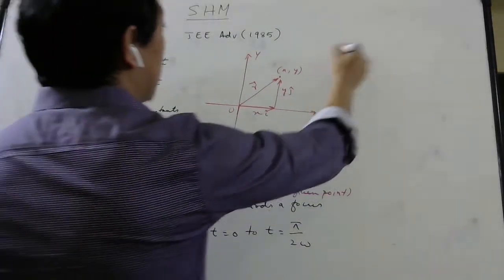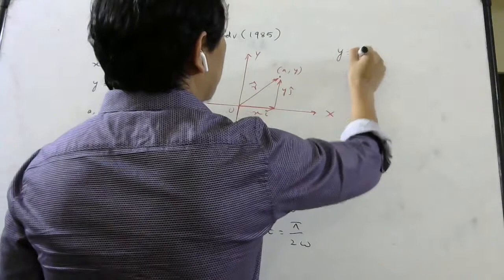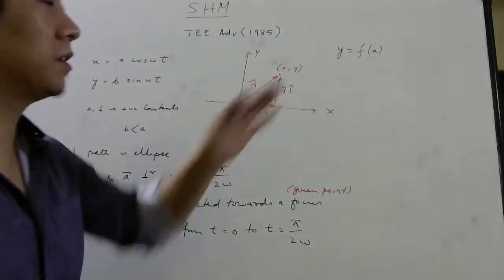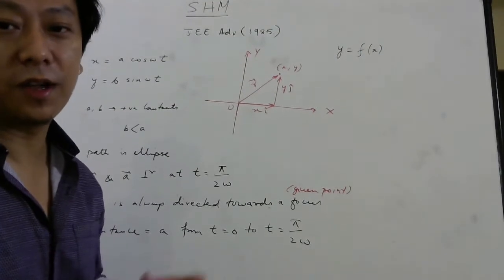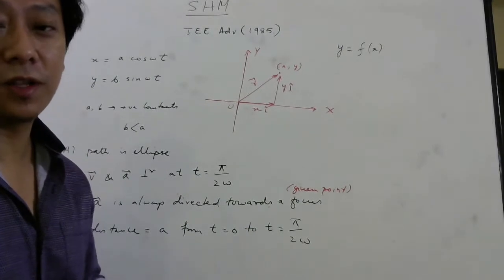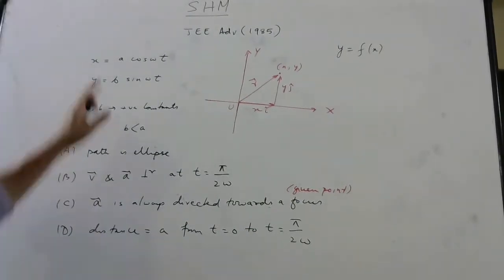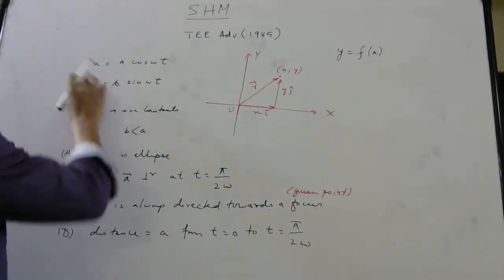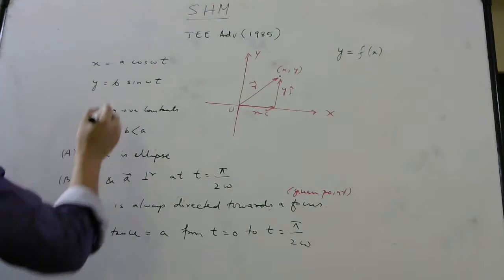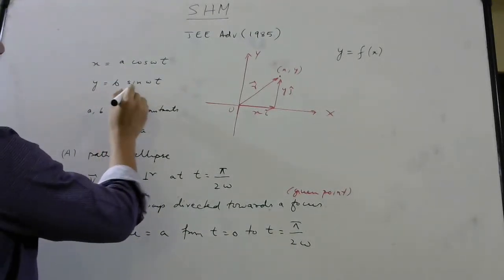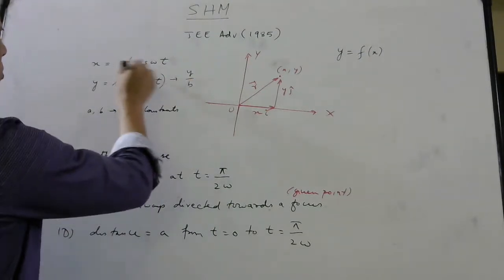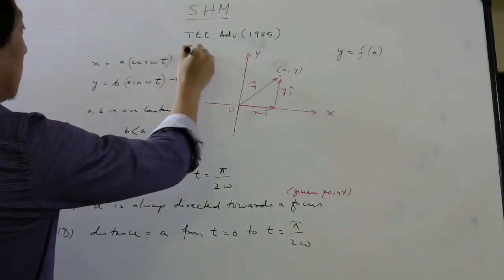To find the path, we have already discussed in class also, the path of a particle means you have to write y as a function of x. In projectile motion we get a formula for y in terms of x: y equals tan theta x minus g by 2 u square cos square theta into x square. So here, how can we relate y and x? You can see t is common between them. So sin omega t alone I can write as y by b, and cos omega t alone I can write as x by a.